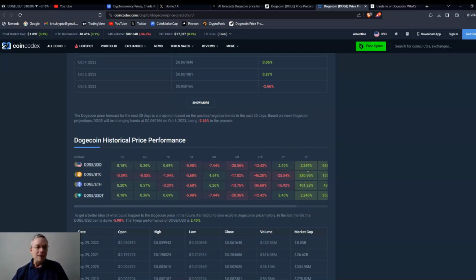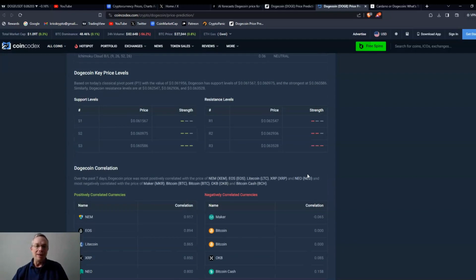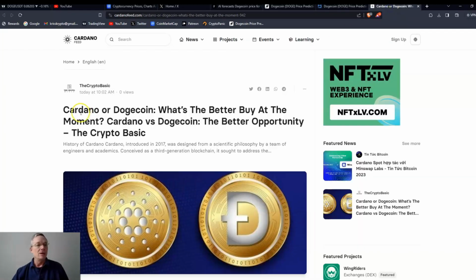So if you're looking at, well, how is Doge going to compare against others? We have this article, right? Cardano or Dogecoin? What's the better buy at the moment? Well, this is on the Cardano Feed website, so you know what the answer is going to be.